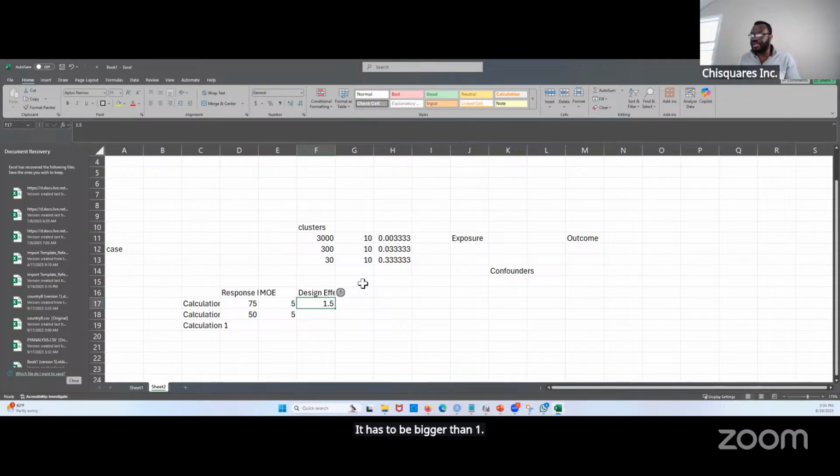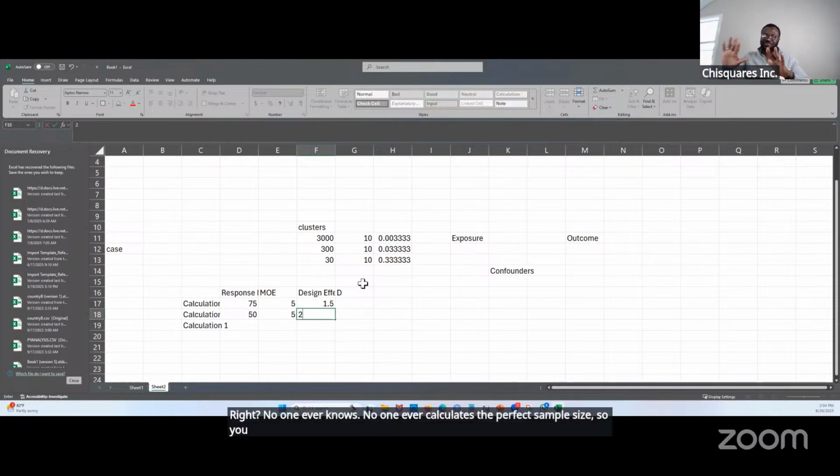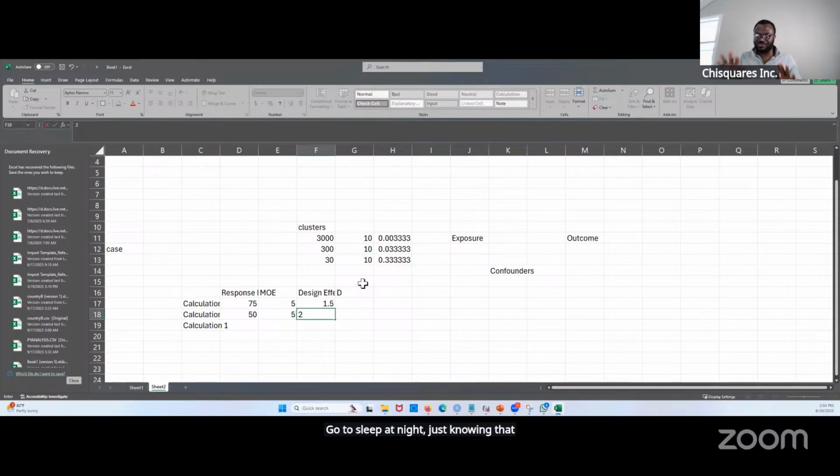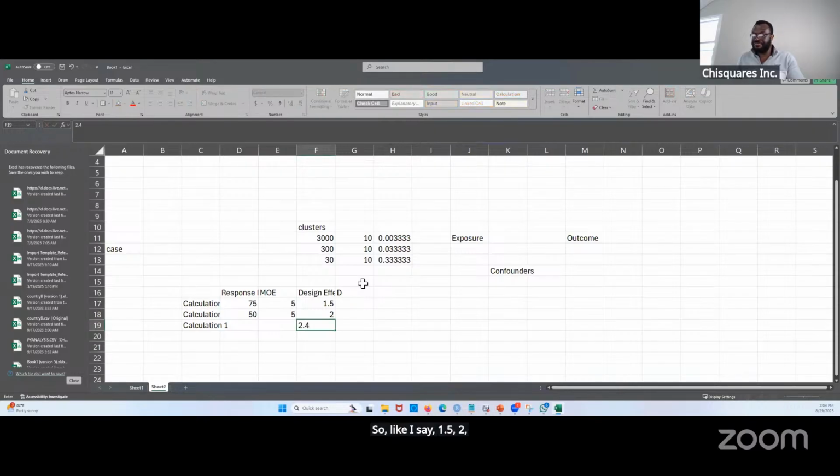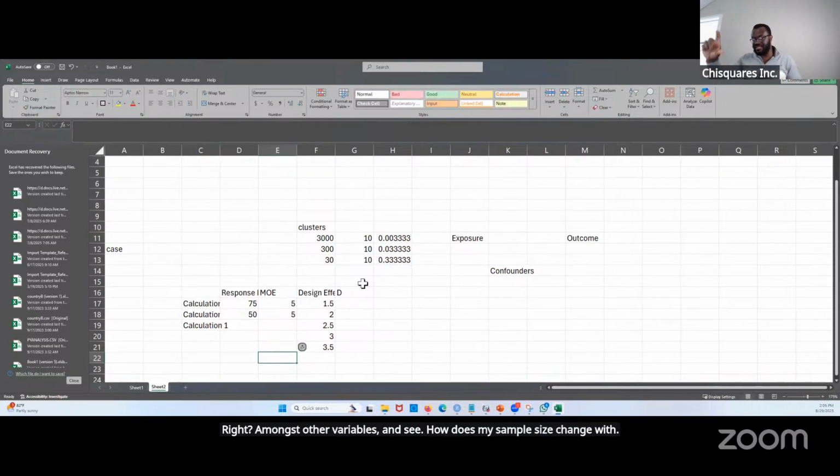So I can say, okay, I'm estimating my sample size. This is when you don't know what its actual value is. Well, sample size is all about guesstimating, like making an educated guess, right? No one ever knows. No one ever calculates a perfect sample size. So you can go to sleep at night knowing that you don't have to worry about that too much. So I can say 1.5, 2, 2.5, 3, 3.5, 4, amongst other variables, and see how my sample size changes with these varying assumptions.